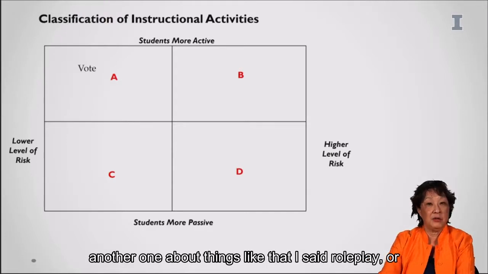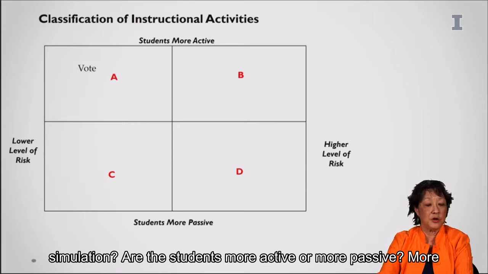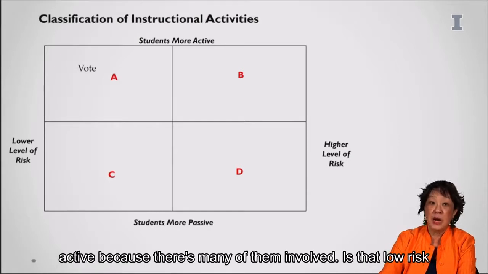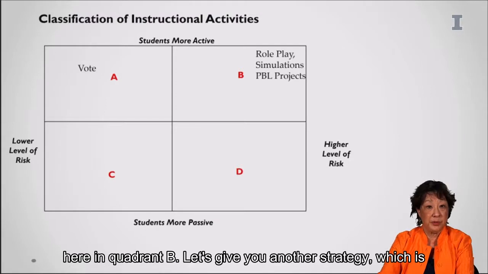Let's think about another one, things like I said, role play or simulation. Are the students more active or more passive? More active, because there are many of them involved. Is it low risk or high risk? Definitely high risk. So you would put it over here in quadrant B.